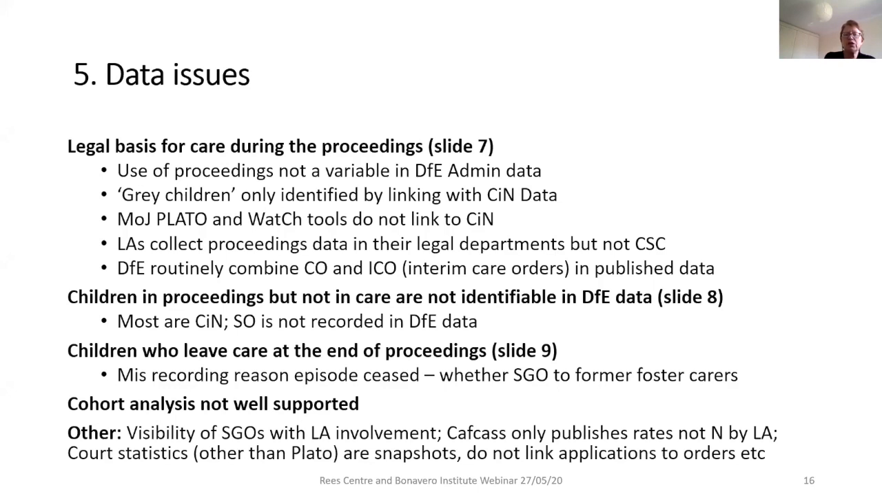Children in proceedings but not in care are not identified in the DfE data. Most of them are children in need. Supervision orders are quite a substantial part of local authority activity, but they are not recorded in the DfE data. These children are just children in need. That's also problematic because quite a substantial proportion of children who are subject to supervision orders are subsequently subject to further care proceedings.